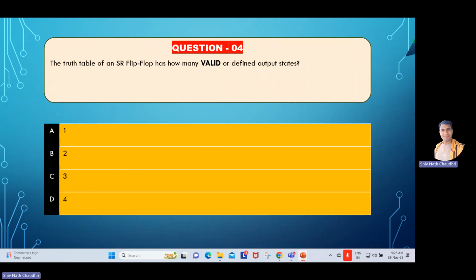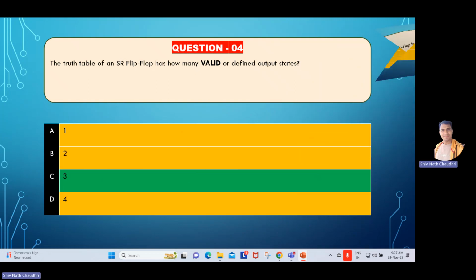Read this fourth question. The truth table of an SR flip-flop has how many valid or defined output states? For an SR flip-flop, we have one condition for no change, one condition for set, one condition for reset, and one condition is the forbidden or invalid state. But the question is about how many valid states. So this is clear: out of 4, we have only 3 valid states. So 3 is the right answer for this question.